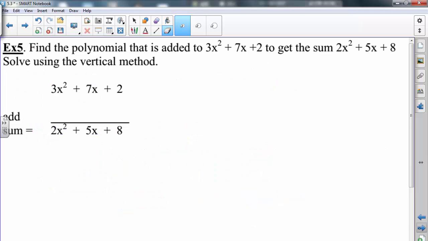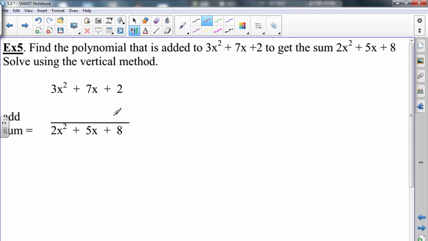So right now we need to work backwards. Example 5. Find the polynomials that is added to 3x squared plus 7x plus 2 to get to the sum 2x squared plus 5x plus 8. Solve using the vertical method. Okay, maybe the vertical method is easy for us to visualize what is the second missing polynomial here. So something plus something equals this one.